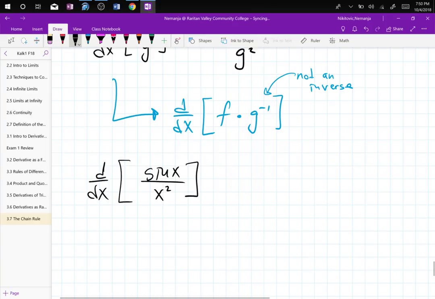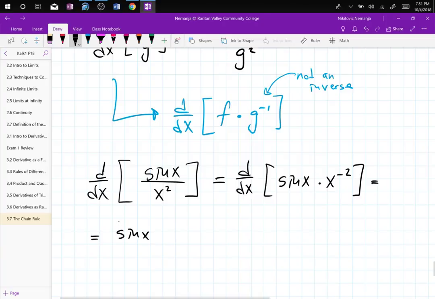The only thing that is going to happen is I'm going to change it into a product. So I have sine x times x to the negative 2. And now we run the product rule. So copy the first, sine x, derivative of the second, it's negative 2 x to the negative 3, plus x to the negative 2, derivative of sine is cosine x.